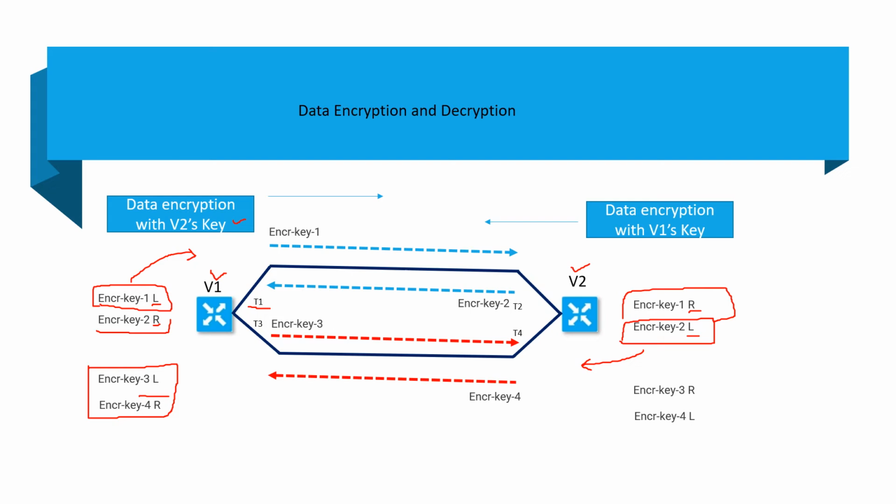Once I receive that data on V2, since I have that key because that's my local key, which I shared, I can very well do the decryption of the data. Similarly, when V2 tries to send data to V1, I'm going to encrypt that data with V1's key. And when V1 receives this data, it can decrypt the data with its own key, which is going to be the local.